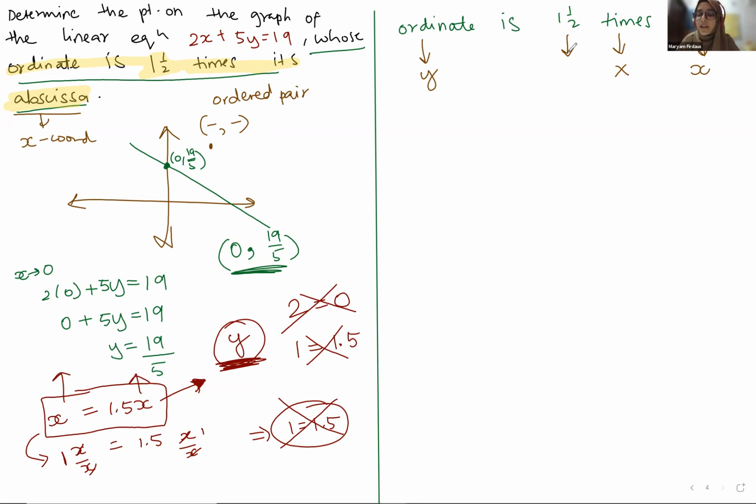So 1.5, this is a mixed fraction, right? We can write this in two forms. You can either write this as an improper fraction, something divided by something, or you can write this as a decimal. What will it be in the improper fraction form? Come on, this is basic fifth grade math, guys. 1.5.